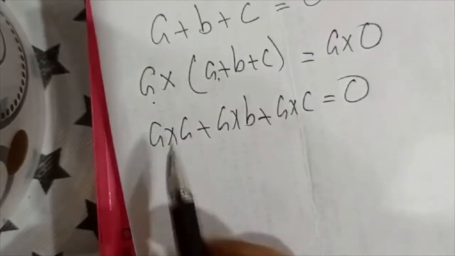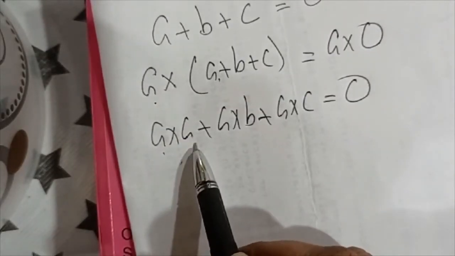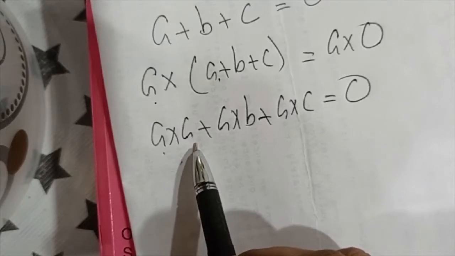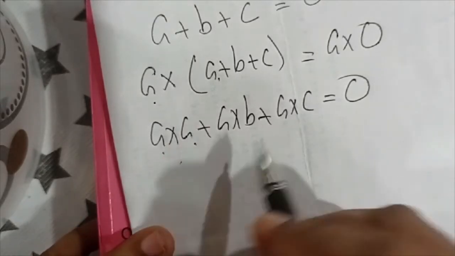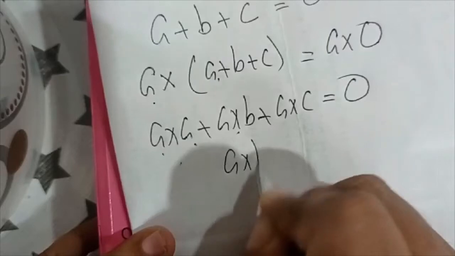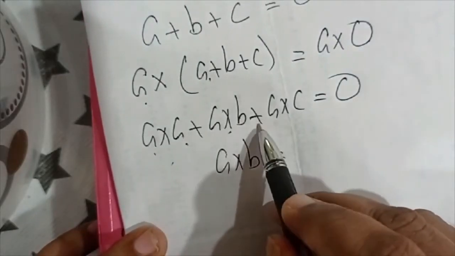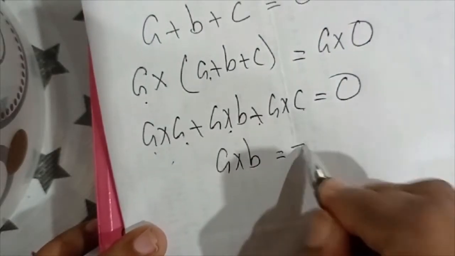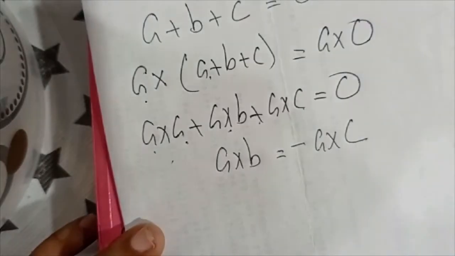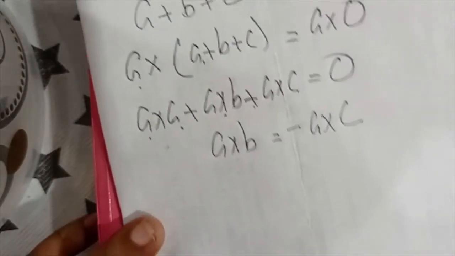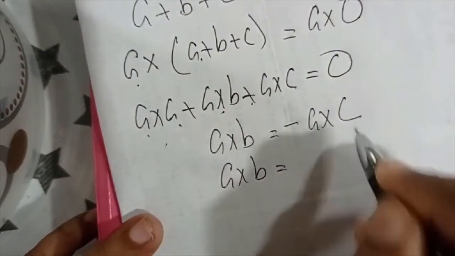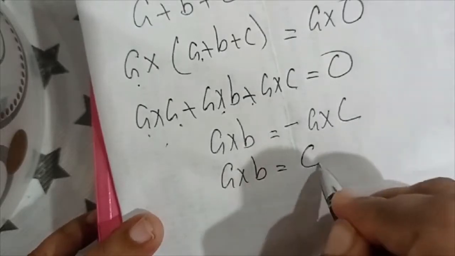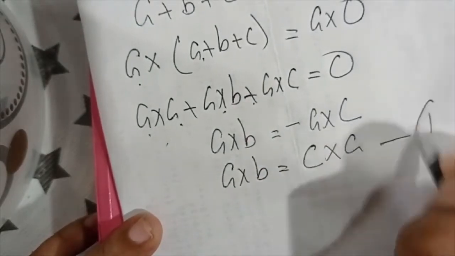What is the result? A cross a is 0. Then a cross b, and when you move a cross c to the other side, it changes to minus a cross c. Therefore, a cross b is equal to, converting to the positive sign, c cross a. Put equation 1.